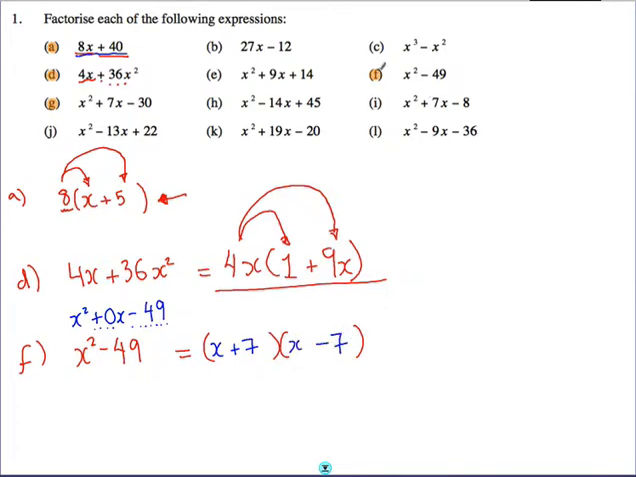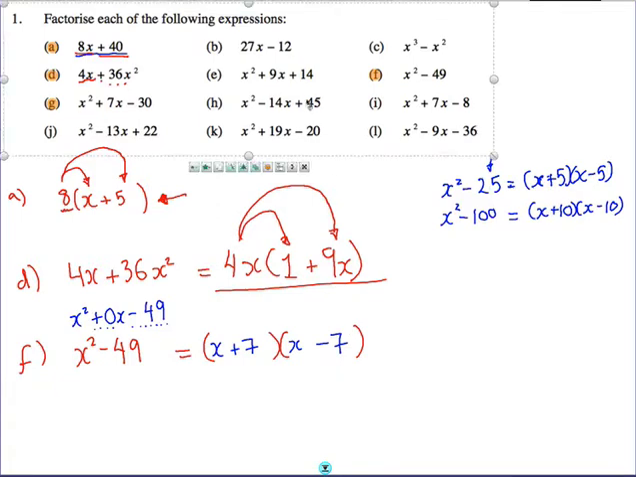What I like about this question is I've forgotten a name for it, but whenever you have x squared minus a square number, then that is just x plus 5 and x minus 5. If we have x squared minus a square number, square root that number, so x plus 10, x minus 10. That was just a quick hint. Hopefully you've seen it before.